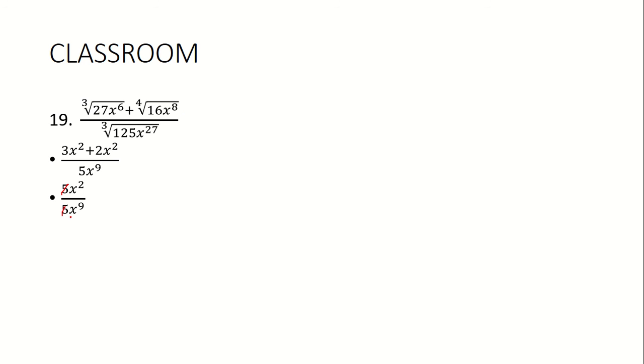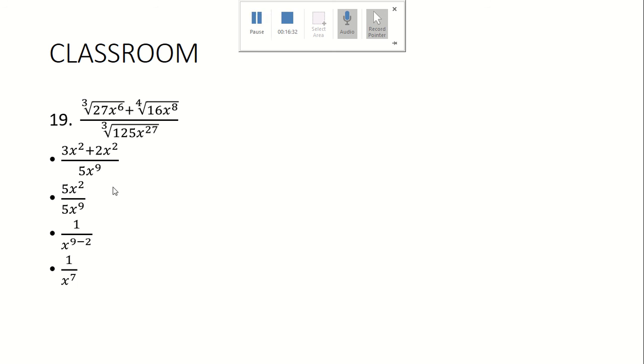When it comes to variables, check the exponents of the variable and take the lowest exponent and subtract it from the biggest exponent. So I'm going to take this 2 and minus it from 9. By taking this 2 to the denominator, it means that in the numerator I'm just left with 1. And hence it'll be 9 minus 2, which is 7, and that's what I'm going to get.